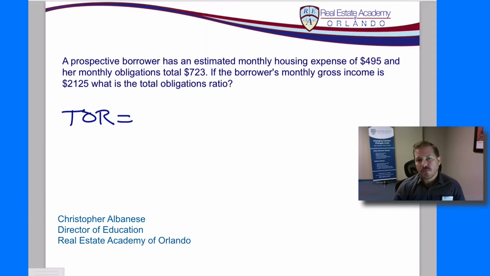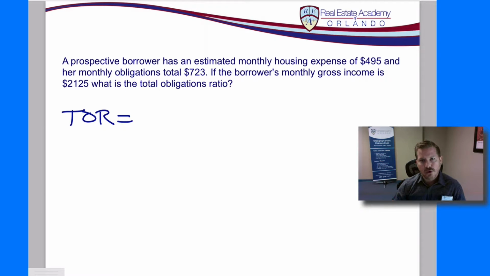Today we're solving a problem regarding the total obligations ratio and how we solve that. So we've got a math problem. A prospective borrower has an estimated monthly housing expense of $495 and her monthly obligations total $723. If the borrower's monthly gross income is $2125, what is the total obligations ratio?